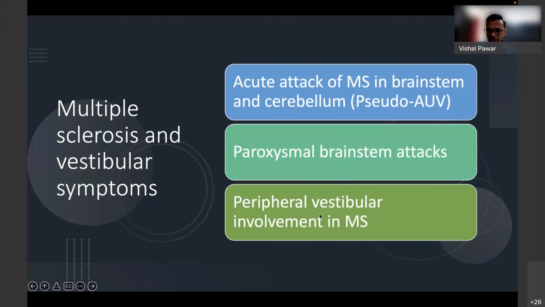And I have even seen patients with typical neuritis in MS without any brainstem plaque. Whether MS is causing demyelination at the root entry zone of the peripheral nerve is something which needs to be investigated. But I have seen two patients with vestibular neuritis without any plaque in the brainstem.